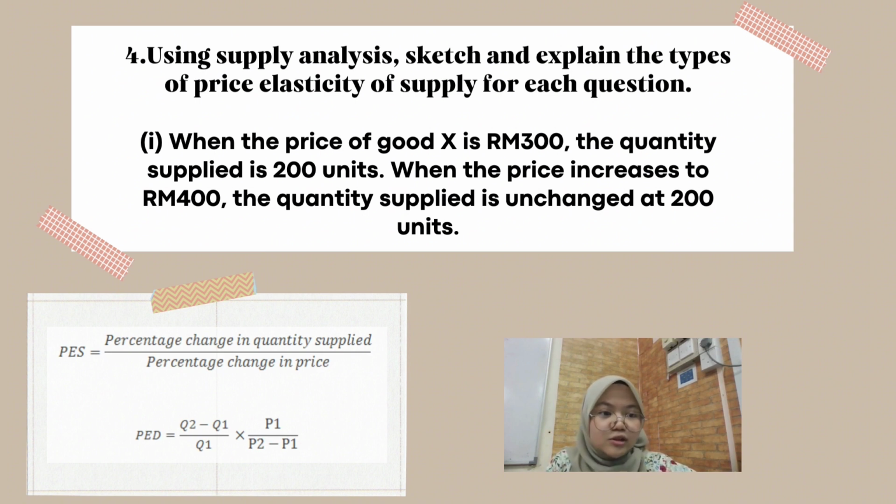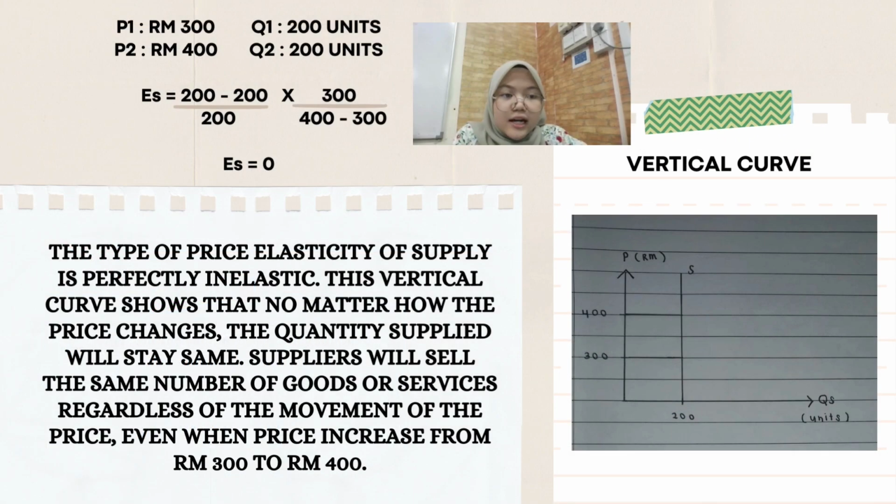So the formula that we use to solve this problem is percentage change in quantity supplied divided by percentage change in price. As we can see on the slide, P1 shows the original price of good X is RM300 and P2 is the new price of the good, which is increased to 400 ringgit. Q1 represents the original quantity supplied when the price is RM300, which is 200 units, and from the question above, Q2 is unchanged even when the price increases. So, the price elasticity of supply can be measured by using the formula. Hence, the elasticity equals 0.